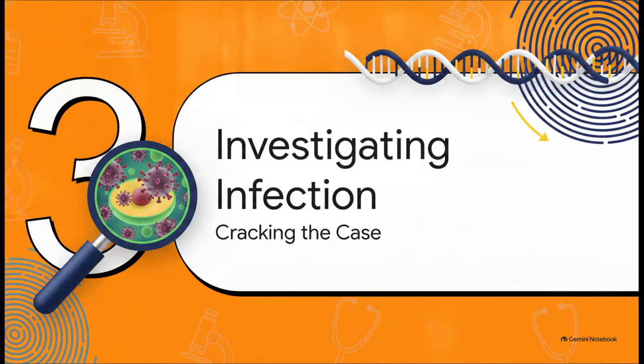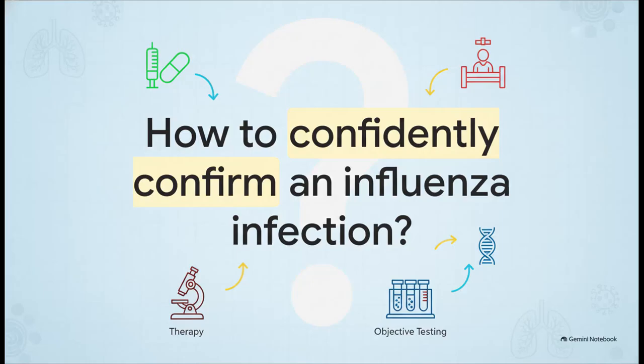Okay, on to Section 3, investigating the infection. It's time to crack the case. So, how do we confidently confirm an influenza infection during a seasonal outbreak? Well, during a known seasonal spike, a clinical diagnosis based on those abrupt systemic symptoms we just talked about is super common and, honestly, often sufficient.